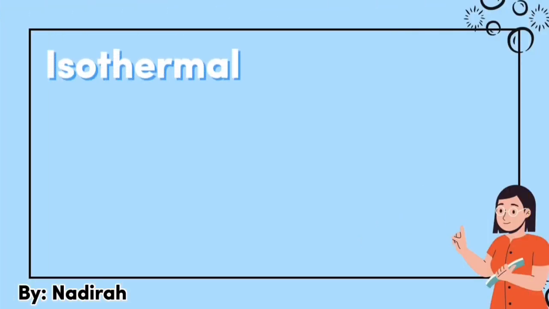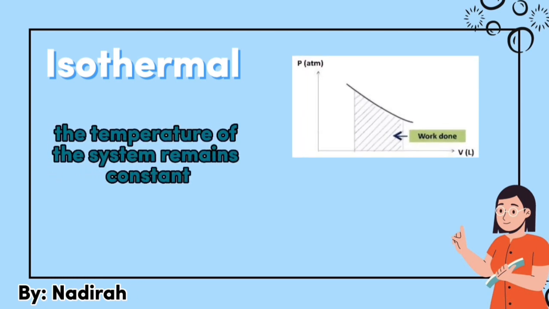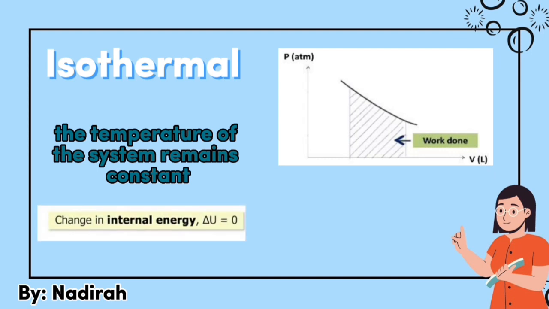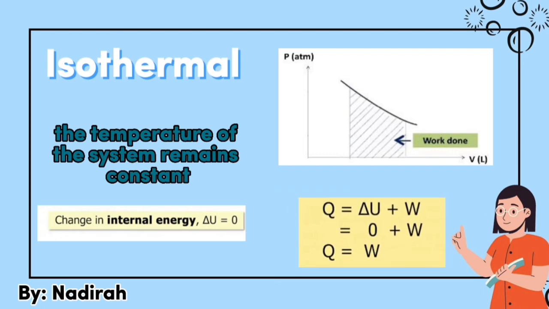Secondly is isothermal. Isothermal is a process in which the temperature of the system remains constant. When the temperature is constant, the change in internal energy becomes zero. From the first law of thermodynamics, we will get Q is equal to W.